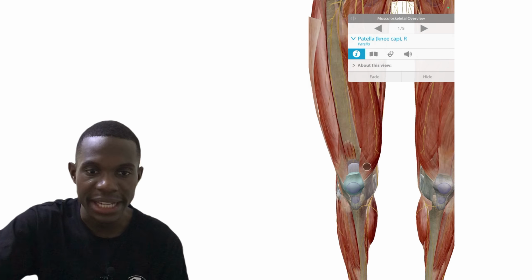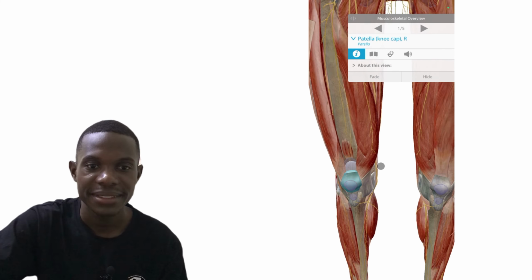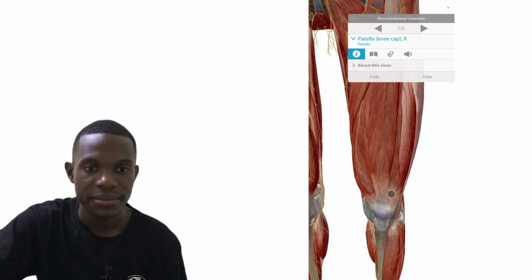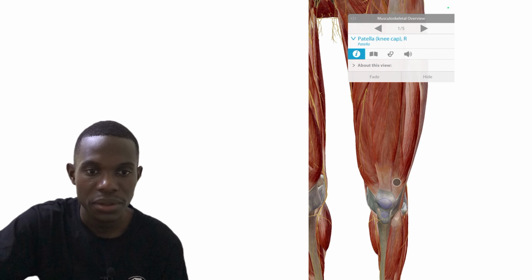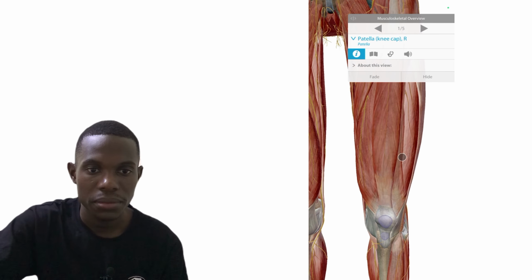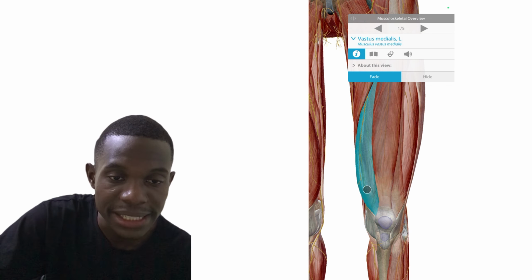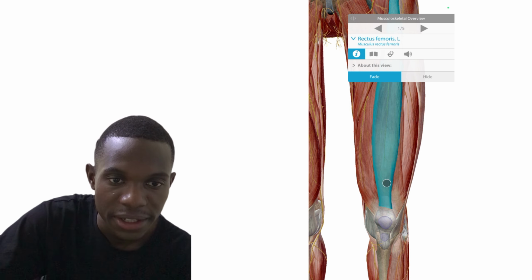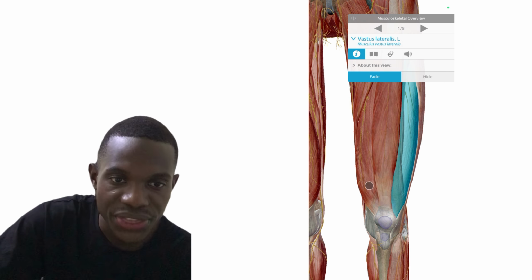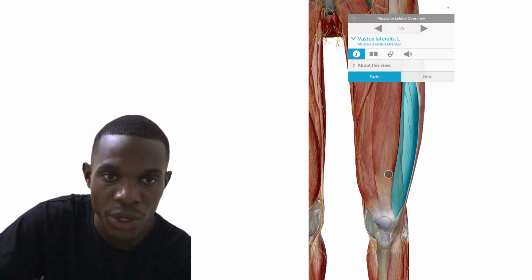So if we can see here, let's see this other side. I think it will be easier. Let's go to the other side so that I can explain. Right. So this is your vastus medialis, rectus femoris, vastus lateralis, right? So what happens? The combination of these muscles is the quadriceps femoris. So these are the quadriceps muscles, right?